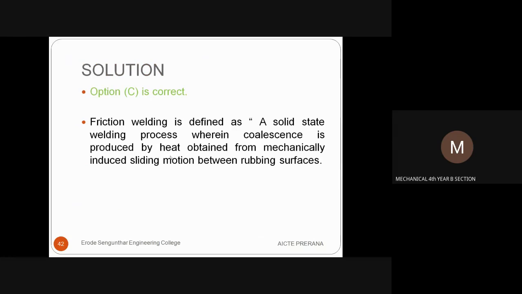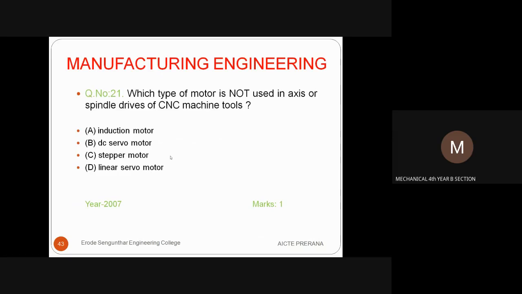Friction welding is defined as a solid state welding process wherein coalescence is produced by heat obtained from mechanically induced sliding motion between rubbing surfaces. The surfaces of the two metals rub against each other, and due to that friction, heat is produced. The heat development results in coalescence, and finally, by application of force on either side, the metal is joined and converted into a single piece. Right. So coming to the next question.